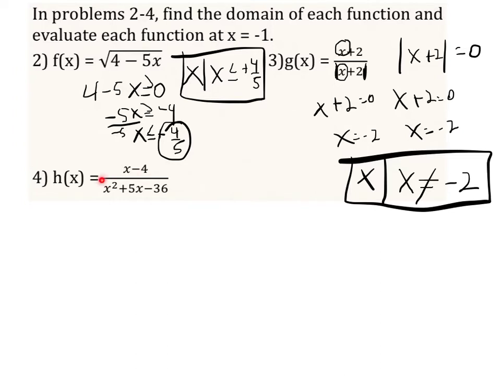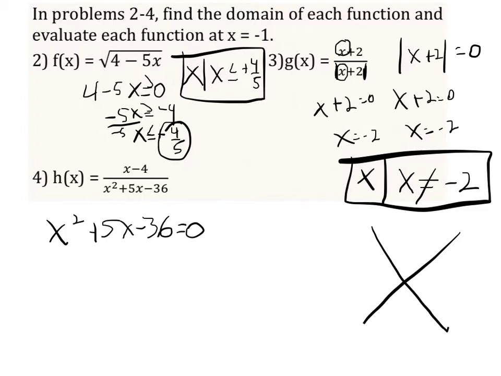Okay, for h of x here, I'm looking at my domain again. X minus 4, no fear, but I can't divide by 0. So I have to set x squared plus 5x minus 36 equal to 0 and solve. Well, this is a quadratic, so the first thing I'm going to try and do is factor.